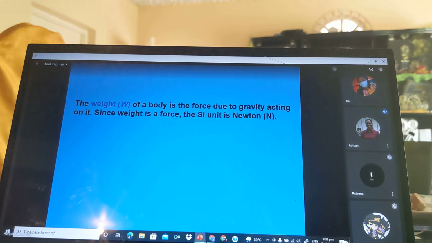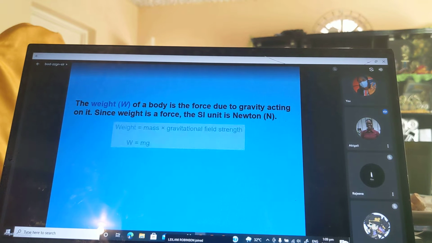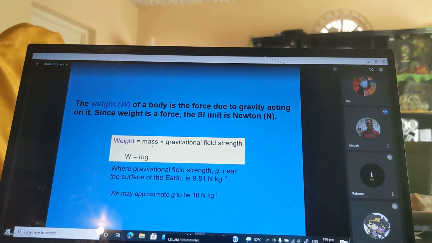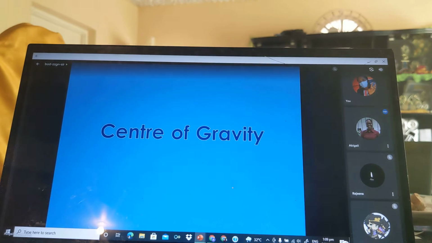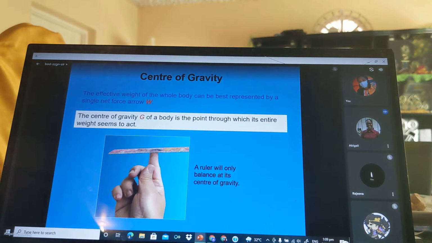As we're talking about weight, as I was talking and you were listening, hopefully, we're saying that the weight of the body is due to the force acting on it. And we have already gone through this. Weight is equal to mass times gravitational field strength. We know it is measured in newtons. And we know the gravitational field strength near the surface of the earth is approximated to be 10 newtons per kilogram, right? 10 newtons per kilogram. So now we are onto something that you would not have gone through before, hopefully.